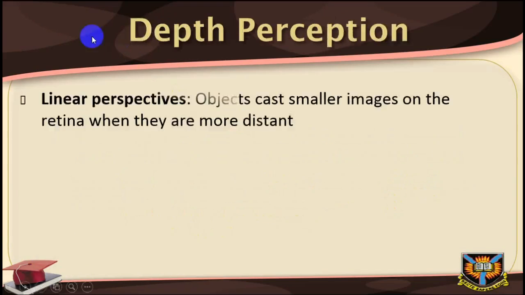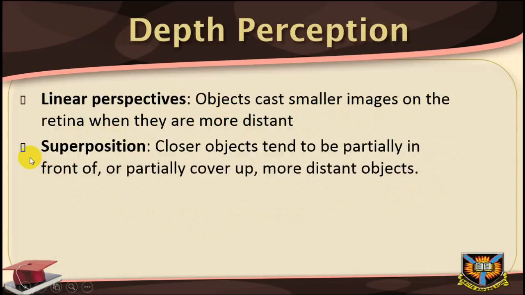Linear perspective. Objects cast smaller images on the retina when they are more distant. As a result, parallel lines, such as railroad tracks, appear to grow closer together the farther away they are from us. In paintings, therefore, objects with larger relative size will appear to be closer than objects with smaller relative size.